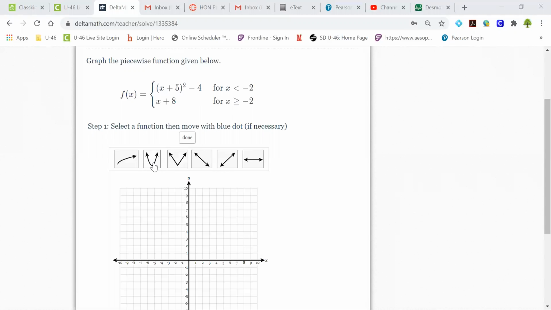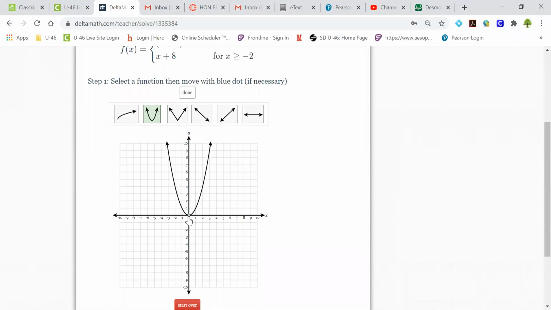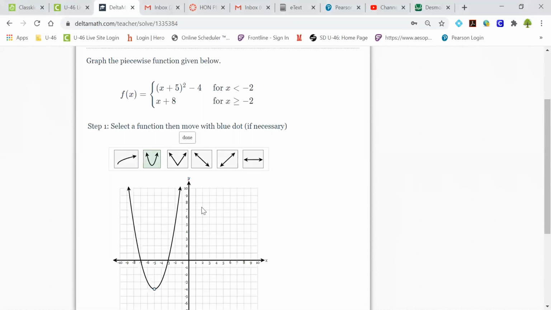So I clicked on the parabola tool, and based on the transformations, I know I had to go to the left 5 and down 4. And the way to move this is by grabbing this blue dot, and it says so in the directions here. So I would go to the left 5 and down 4, and try to be as accurate as possible, but it is forgiving to a certain degree.